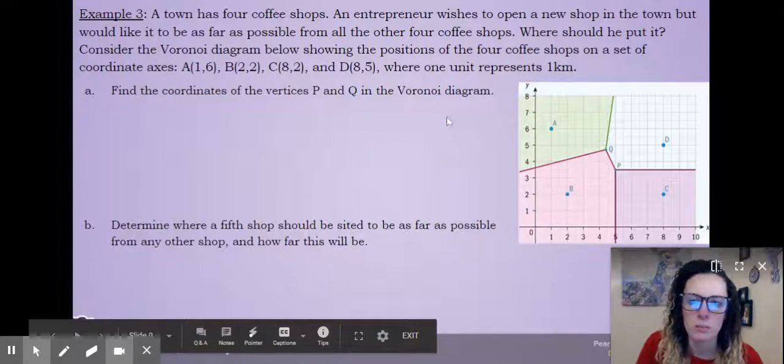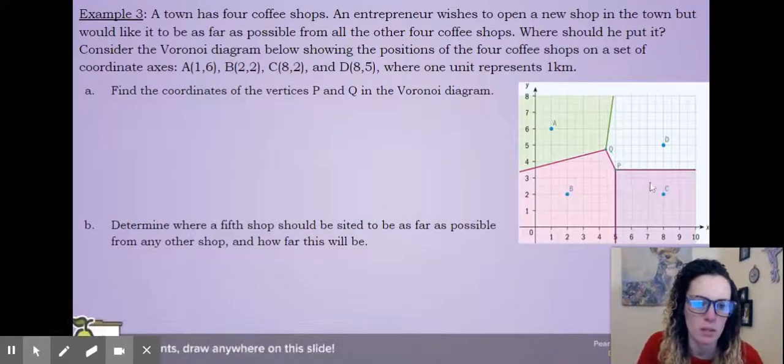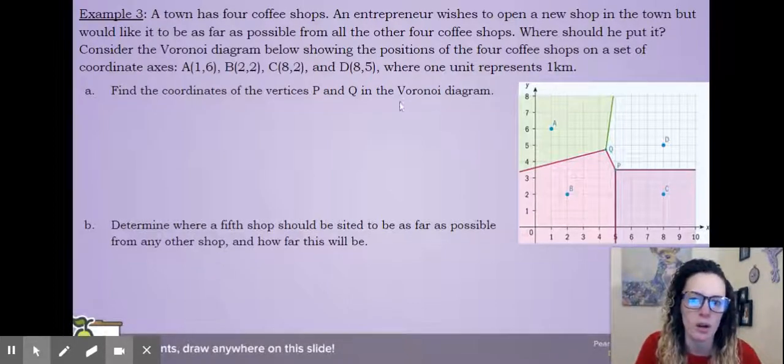All right, so in example 3, this town has 4 coffee shops at points A, B, C, and D. An entrepreneur wishes to open a new shop in town, but would like it to be as far as possible from the other 4 coffee shops. So we're trying to figure out where he should put it, using this diagram. They give us all the coordinates in case we can't tell from the graph, and they also tell us that each unit represents 1 kilometer.